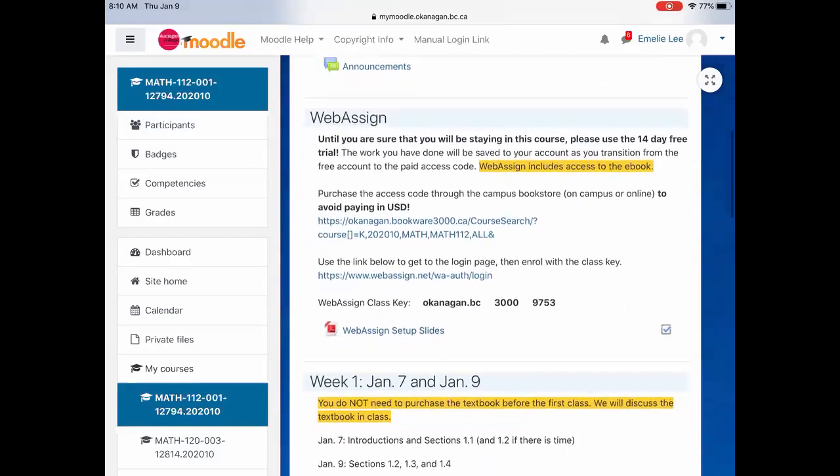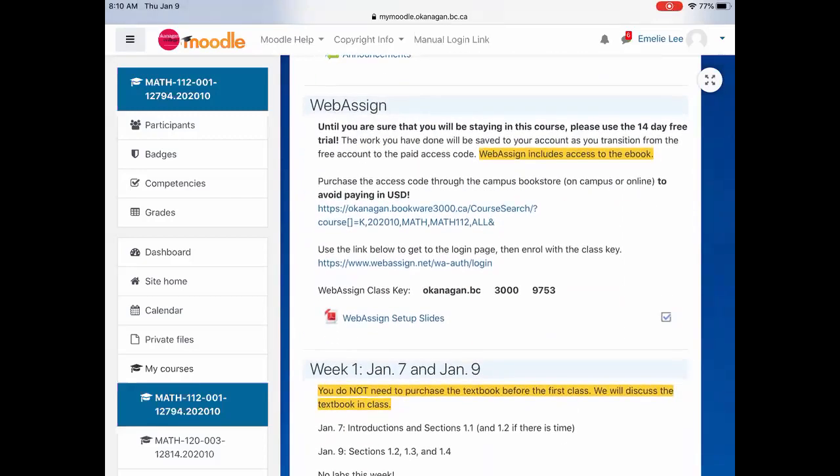But what I did was I made just a WebAssign block, just so that you have them. I posted the slides here that we went through last day, and just kind of all the information. Here's our class key that you'll need to enroll.